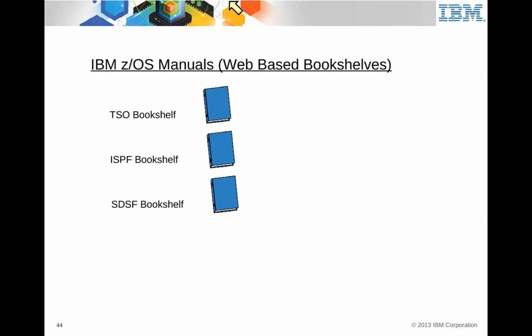But there is a TSO bookshelf, and if you'll remember, there is a documentation section. And the documentation section actually talks about the shelves, the z/OS bookshelves. In the z/OS bookshelves, there is a bookshelf for TSO. There is a list of manuals inside of there. There is a bookshelf for ISPF with a group of manuals. There is a bookshelf for SDSF.